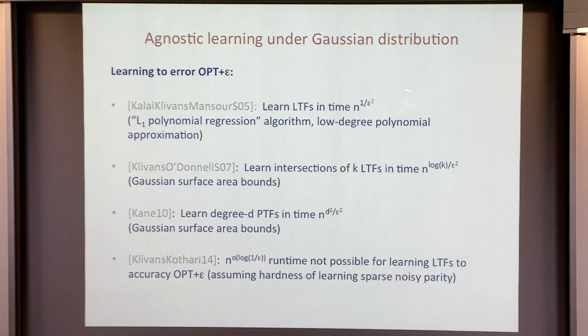Okay? So there's a lot of room, though, between this n to the 1 over epsilon squared and this n to the log 1 over epsilon. It would be very interesting to understand more precisely what is the real complexity there. So this is all under the Gaussian distribution, which in some sense I think is really the easiest non-trivial distribution for learning. You have this radial symmetry, really is just about as nice as things can be.